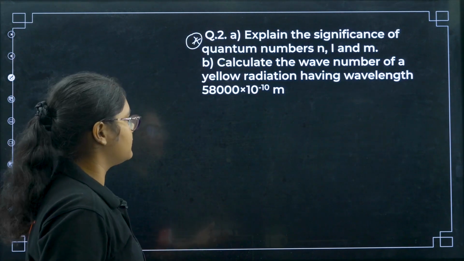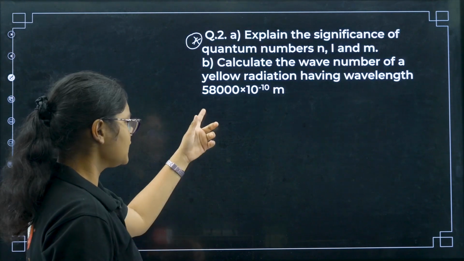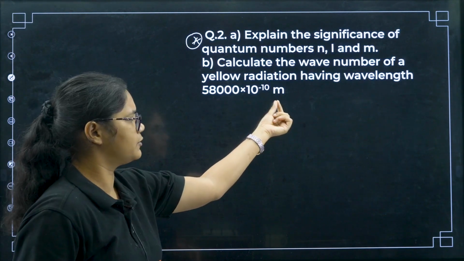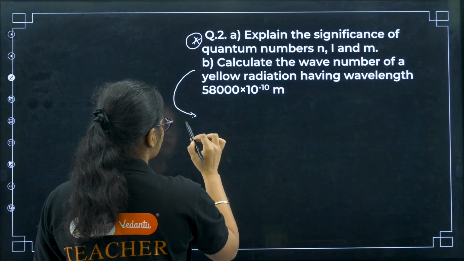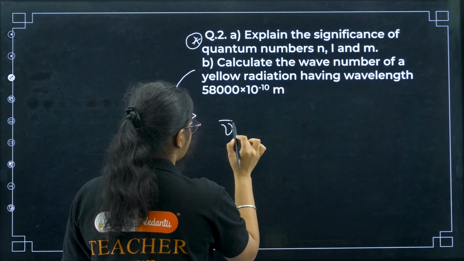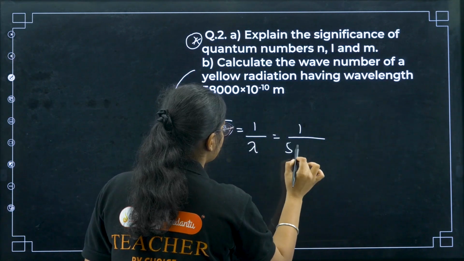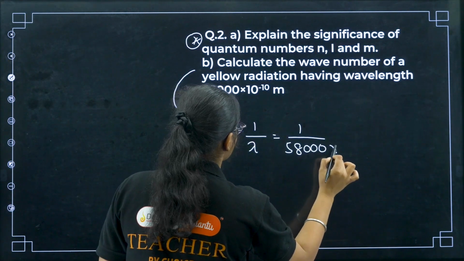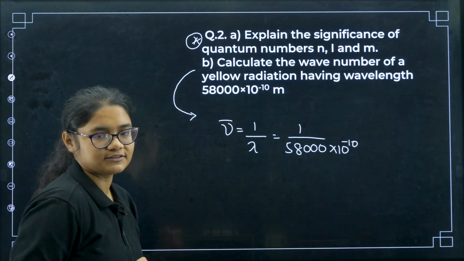Calculate the wave number of a yellow radiation having wavelength 5800 into 10 to the power of minus 10 meter. So I'll just first do the B part. Okay, how to calculate wave number? Wave number is nothing but 1 by wavelength. So 1 by 5800 into 10 to the power of minus 10. So if I solve this, you will get the answer for this one.